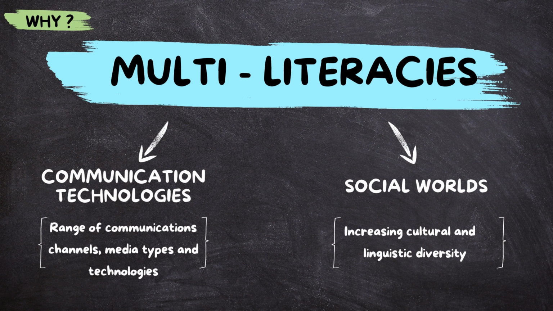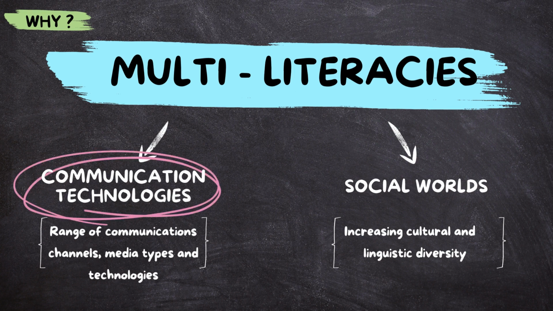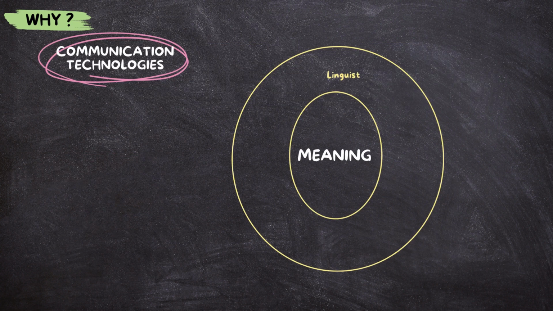Multiliteracies addresses two major aspects of literacy today: the range of communications, channels, and media, as well as the diversification of social worlds. In the first instance, new communication technologies have reshaped the way we communicate and learn. It is no longer sufficient to think about literacy solely as a linguistic accomplishment, where individuals convey meaning through spoken and written language. Traditional approaches must be extended to consider visual, audio, gestural, and spatial patterns of meaning.